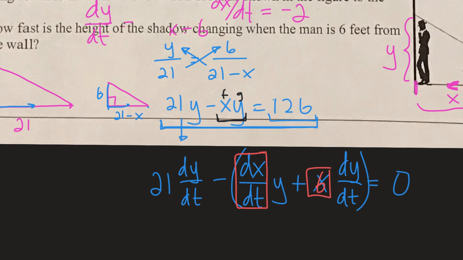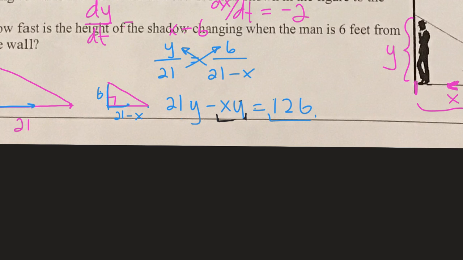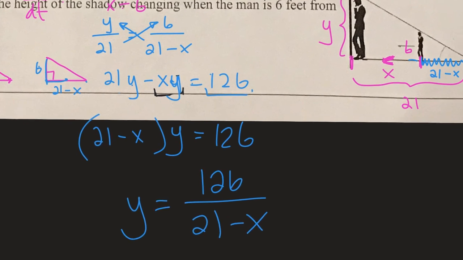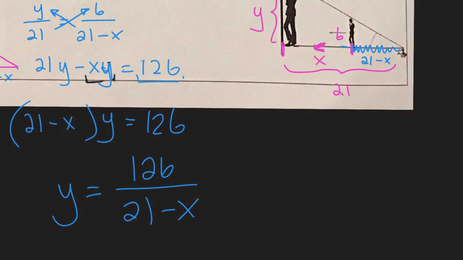Okay, since I want dy/dt, let's go ahead and solve this equation up here for y before we do our differentiation. How about that? That sounds like a plan to me. I think that will work better. So both of these have a y in common, so let's factor out that y. 21 minus x equals 126. So y equals 126 over 21 minus x.